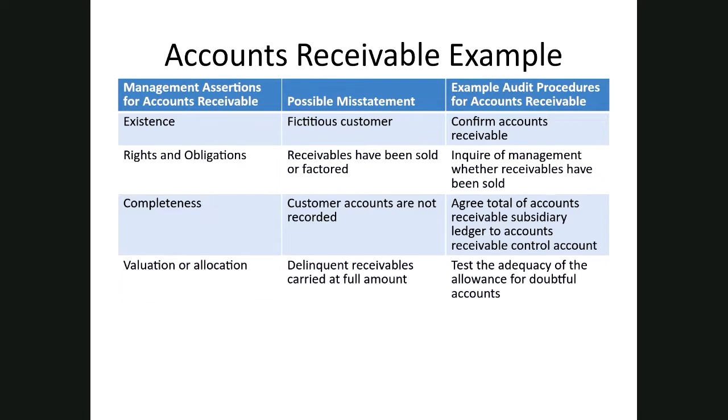All right, completeness. So our risk here, remember, is kind of the opposite of existence. The risk here is understatement. It's the risk that there are customer accounts that do exist, but they have not been reported, right? They aren't reflected in the accounting records.